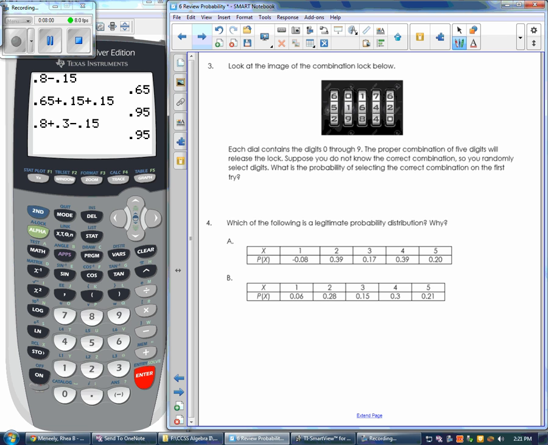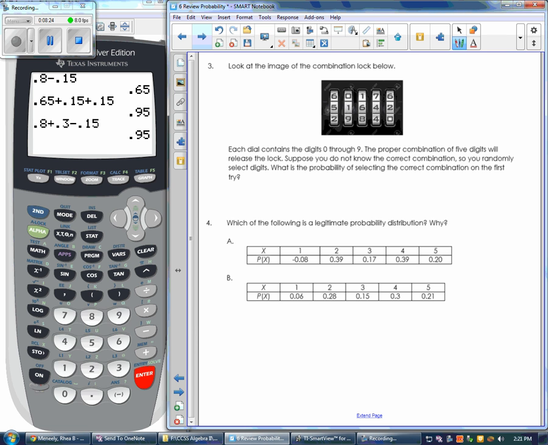Okay, number 3, we had a problem like this on our quiz. It says to look at the image of the combination lock below. Each dial contains the digits 0 through 9. That means that there's 10 digits. If you count 0, that's the first digit. 9 would be the 10th digit. The proper combination of 5 digits will release the lock. Suppose you don't know the correct combination, so you randomly select digits. What is the probability of selecting the correct combination on the first try?